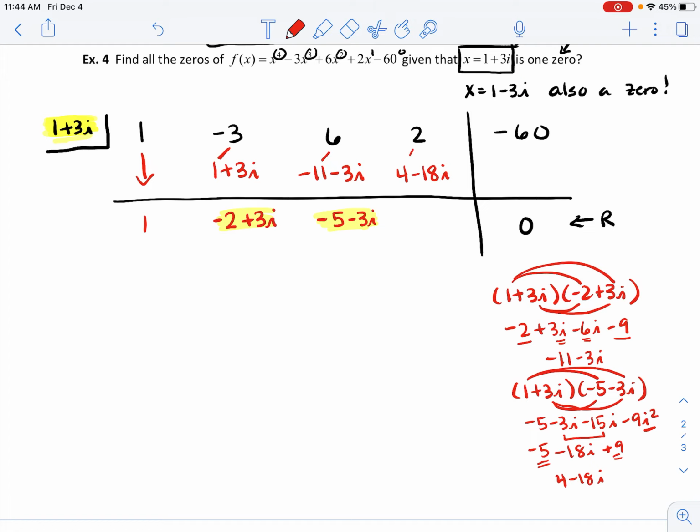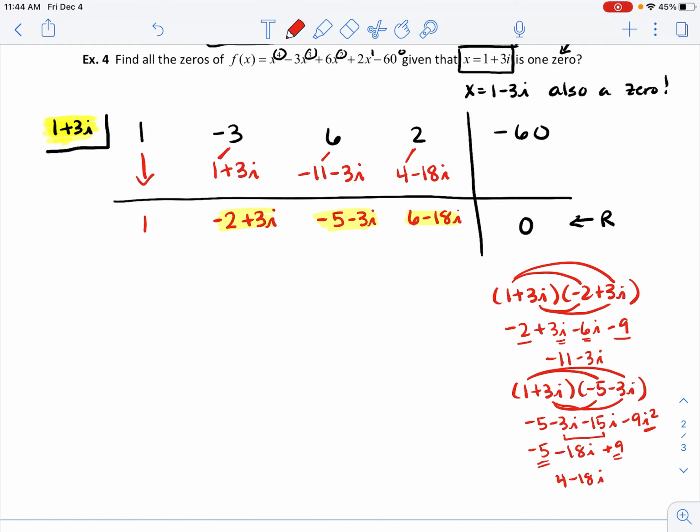So again, all you can do is add these real terms. So 2 plus 4 is 6. So now I have 6 minus 18i. Now, you guys, look, you might be thinking, Cruzy, there's no way that's going to come out to be 60. But I think it will, okay? Because I have faith in math, okay? So let's multiply 1 plus 3i times 6 minus 18i.